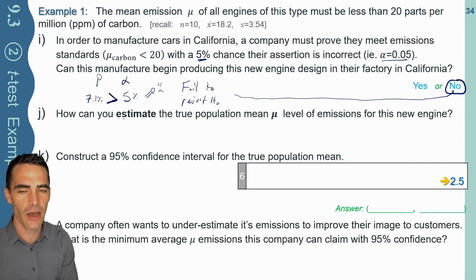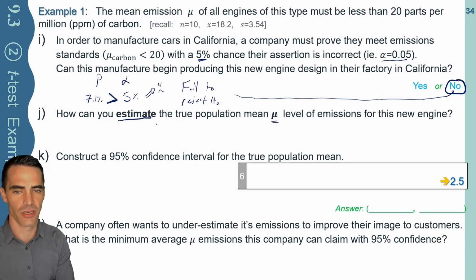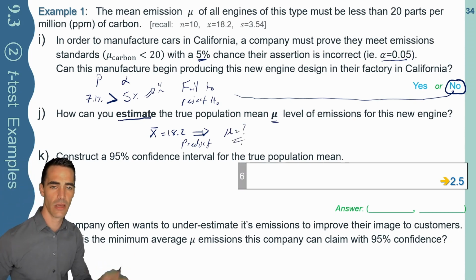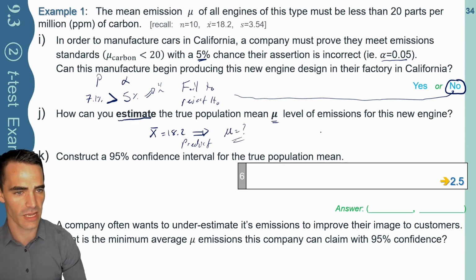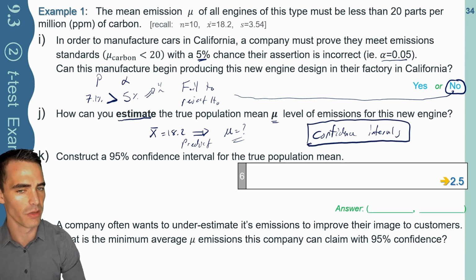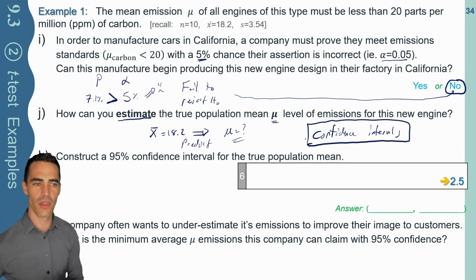For instance, how can you estimate the true population mean for this new engine? Again, all we have is the sample mean is equal to 18.2. Is there something we can do with this to help predict the population mean, which we actually don't know what it is? Well, in fact, yes, there is. In fact, that's exactly what confidence intervals do. Confidence intervals take sample information and help build an estimate or prediction on the population mean.